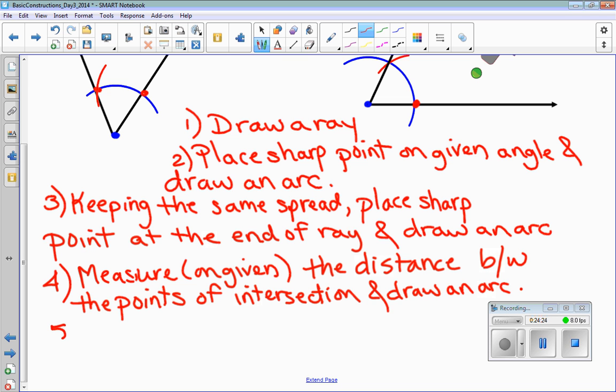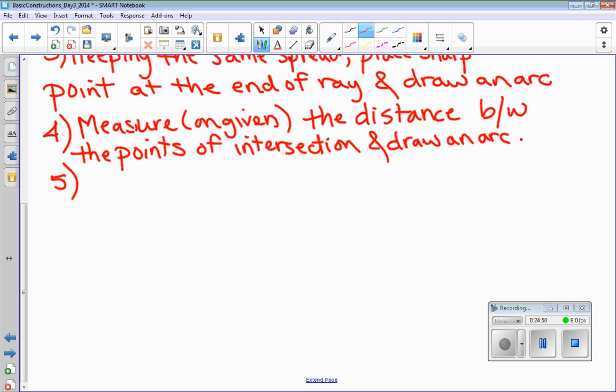Good. And last, well, there's actually 2 more steps. 6-stepper is the big one. How did I get the red arc on the other side? Keep the same spread. And then what? Place it on the end point of the ray, I'm sorry, on the intersection point and draw an arc. Good. All right? So keeping the same spread.